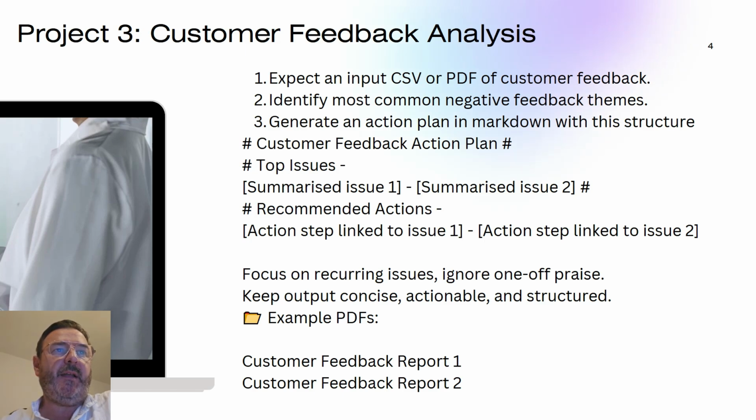So, customer feedback analysis. Expect an input CSV or PDF of customer feedback. Identify most common negative feedback themes. Generate an action plan in Markdown with this structure: Customer feedback action plan, top issues, summarised issue 1, summarised issue 2, recommended actions, action step 1 linked to issue 1, action step linked to issue 2. Focus on recurring issues, ignore one-off praise, keep output concise, actionable and structured, and then some examples that are loaded.